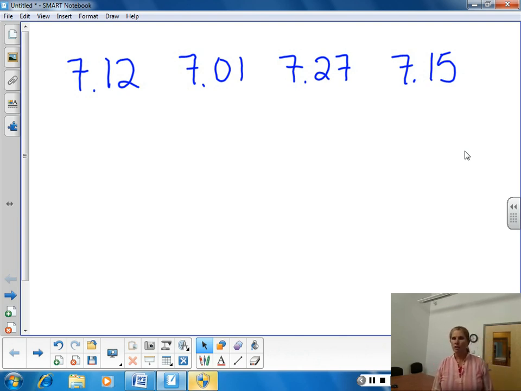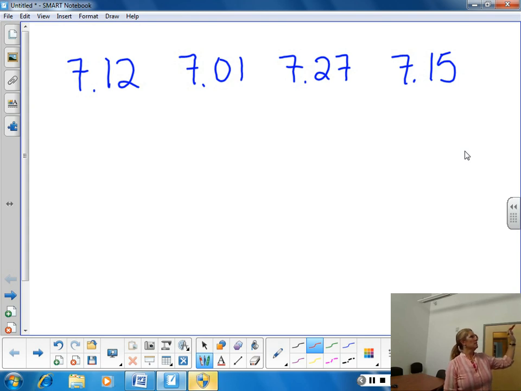So the first thing you're going to do is look at the tenths place. Remember, tenths is the first digit to the right when you look at decimals. In fact, just a quick review on how to read this: the first one is 7 and 12 hundredths, because there are 2 decimal places, and all of these end in that hundredths place.